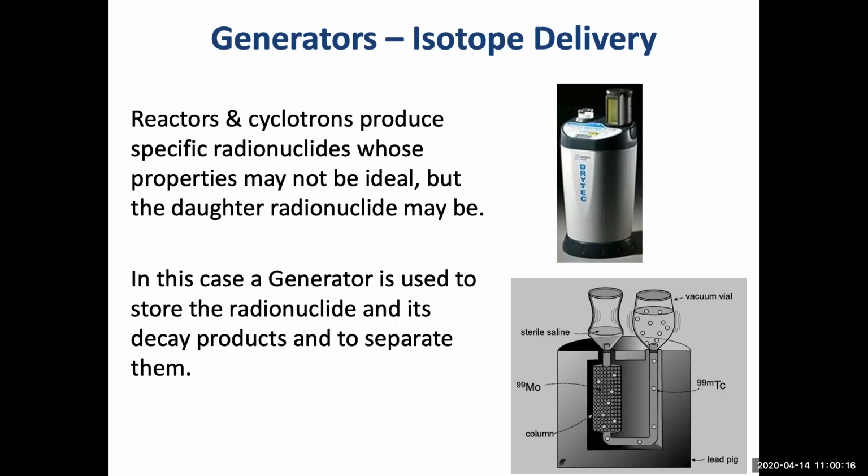So the parent of the desired isotope, usually with a longer half-life, is produced by one of the production methods already discussed. Then the daughter is chemically separated from the parent in a device known as a generator. This is what we use in nuclear medicine. So the parent has a longer half-life. We produce the parent, like molybdenum-99, in a nuclear reactor. Then the molybdenum-99, the parent, is moved from countries like Canada or South Africa and brought here to Saudi Arabia inside the generator. Then we elute the generator to get the technetium-99, which has a short half-life.